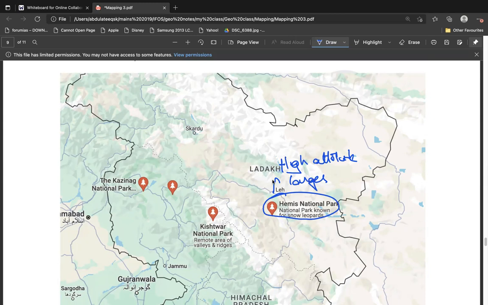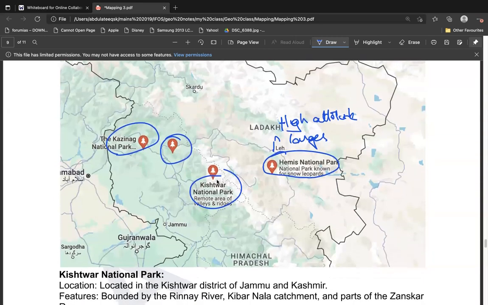And apart from this, other national parks present in this area are Kishtwar National Park, Kazinag National Park, not Kaziranga, Kazinag National Park, and also the Dachigam National Park. Please also note here, we have the snow leopards. This area is famous for the snow leopards. Many snow leopards are present here.